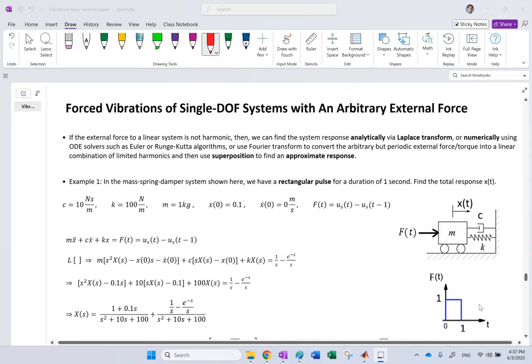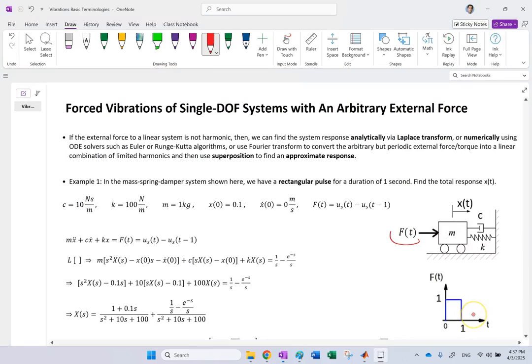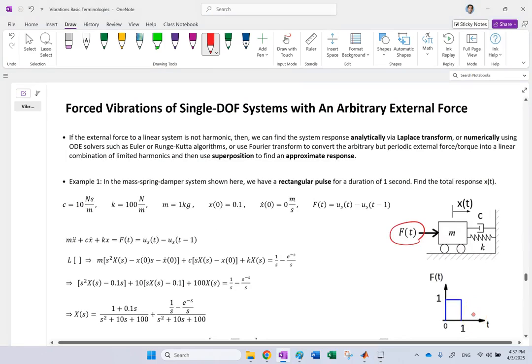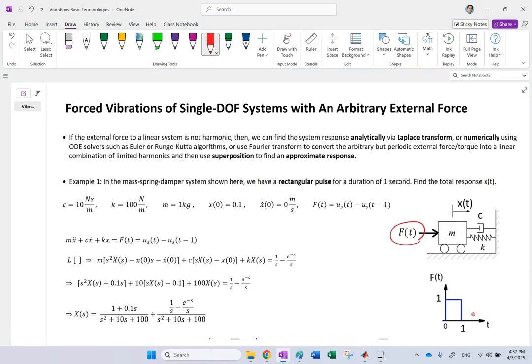So when you're dealing with this kind of arbitrary force, how would you find the response of the system? And the answer is, if the system is linear, like the systems we are looking at right now, the best way to do it, if you want to find an analytic solution, is by Laplace transform. And that is what I'm going to discuss in this video.